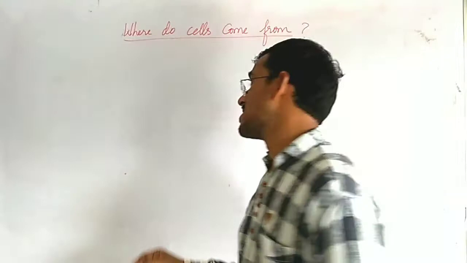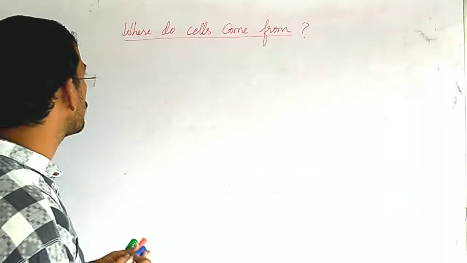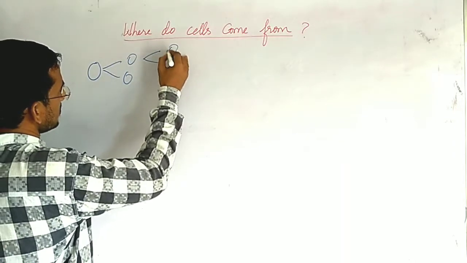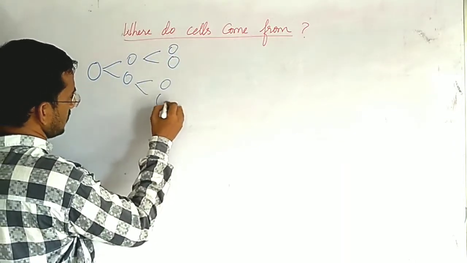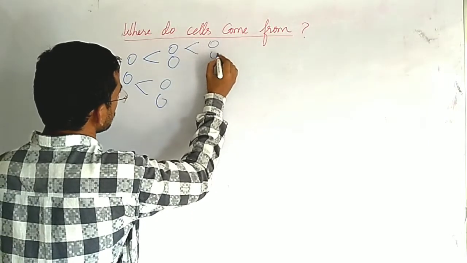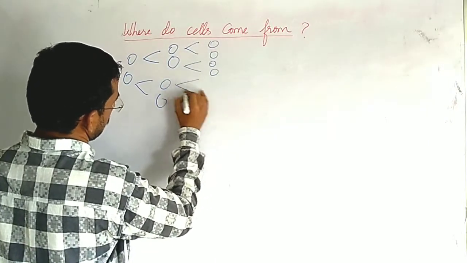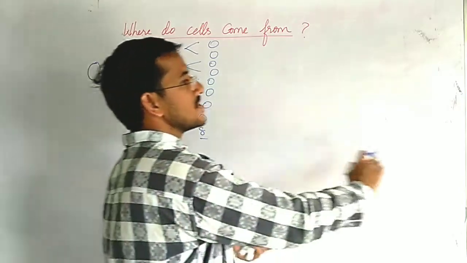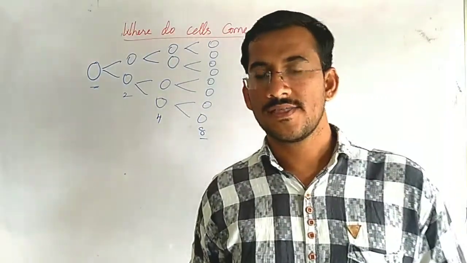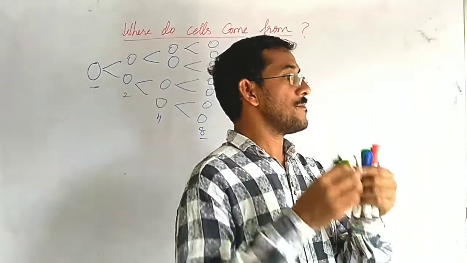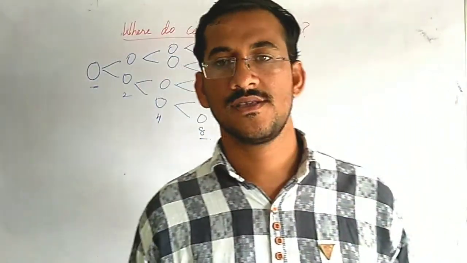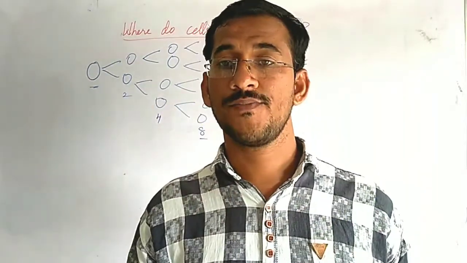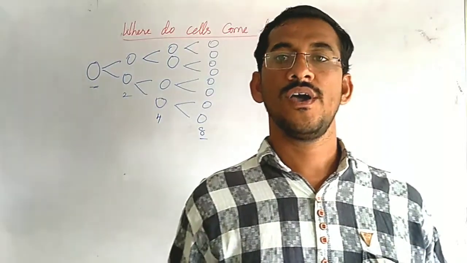Why? Because one cell is divided into two cells. Two cells are divided into four cells. These four cells are divided again, and the number keeps increasing. Then the mass of the plant also increases. The length of the plant, the thickness of the stem, and the size of the leaf also increase.